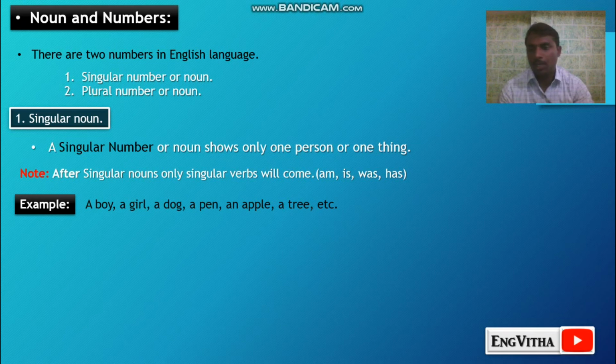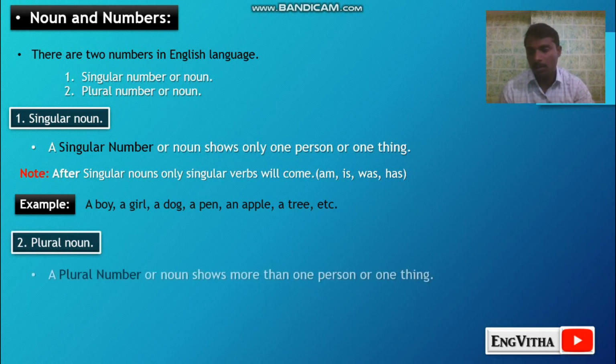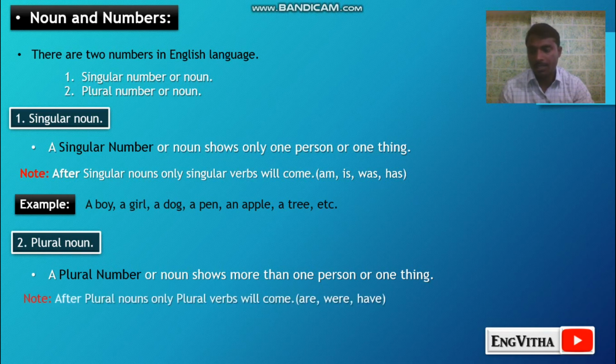And let us move to what a plural noun is. A plural noun can also be called a plural number. A plural number or noun shows more than one person or thing. And as we noted for singular nouns, here also we have one note. That is, after plural nouns, only plural verbs will come, like are, were, have.